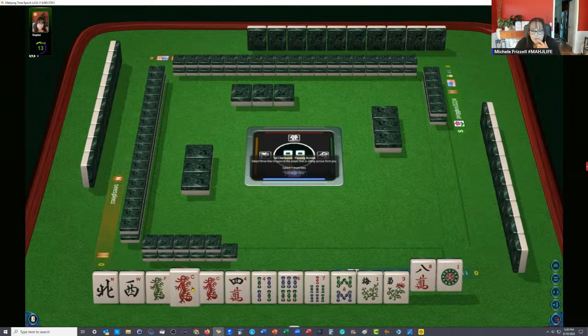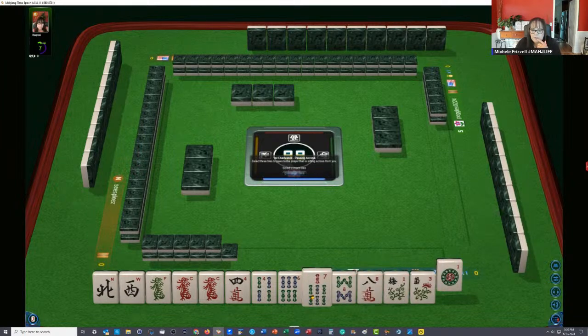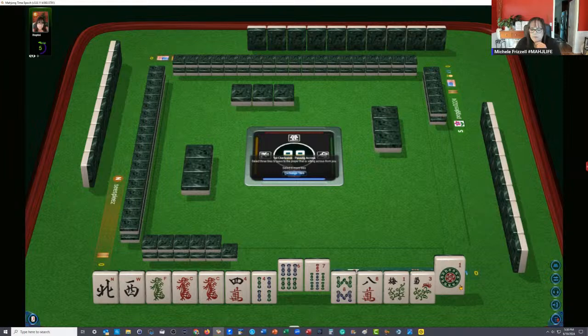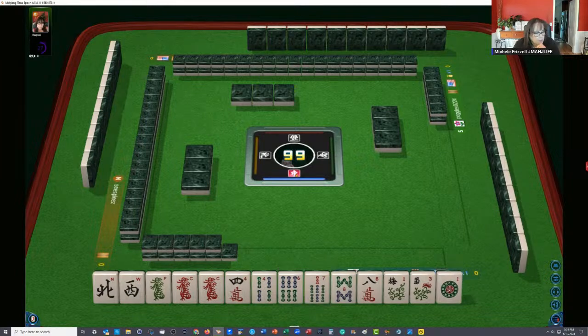Okay, now with winds, dragons, I think I would focus on like numbers, but then we have 6, 7, 1 dot, like numbers with 4s or 8s. Let's see here. All right. Oh, that's a little bit risky.